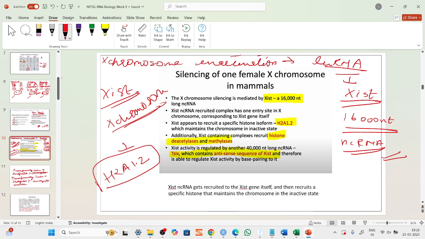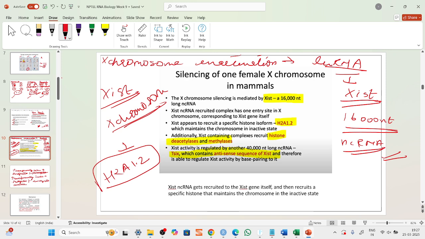Then Xist activity is regulated. Now this is what Xist does. Xist binds to the X chromosome, where there is an Xist gene present on the X chromosome itself. It binds there and recruits a specific histone isoform, which is H2A 1.2. This H2A 1.2 maintains the chromosome in the inactive stage. Second, it also recruits histone deacetylases and methylases, which again maintain the chromosome in its inactivated stage. In this way, Xist helps in silencing one of the X chromosomes.